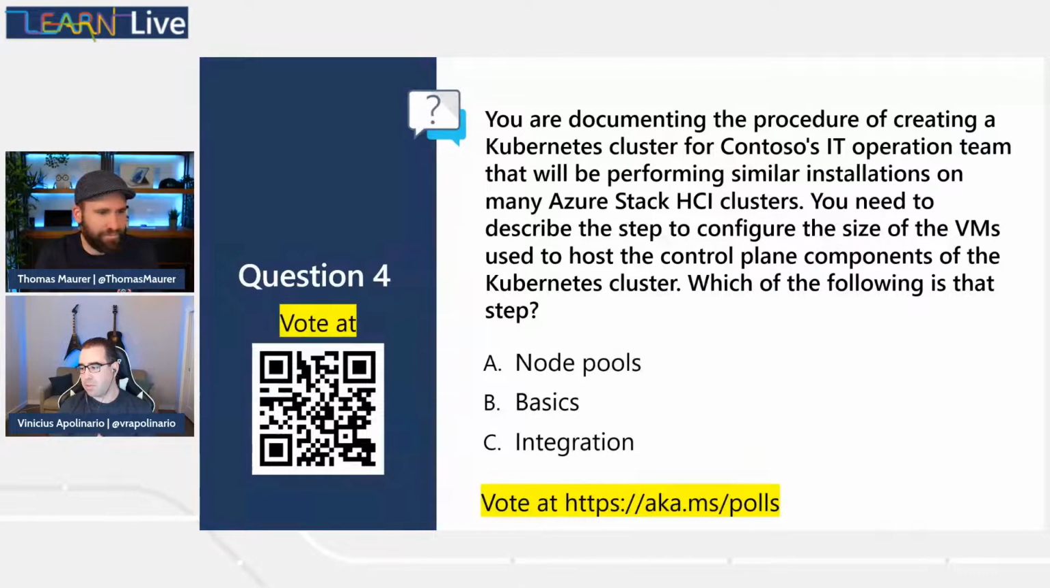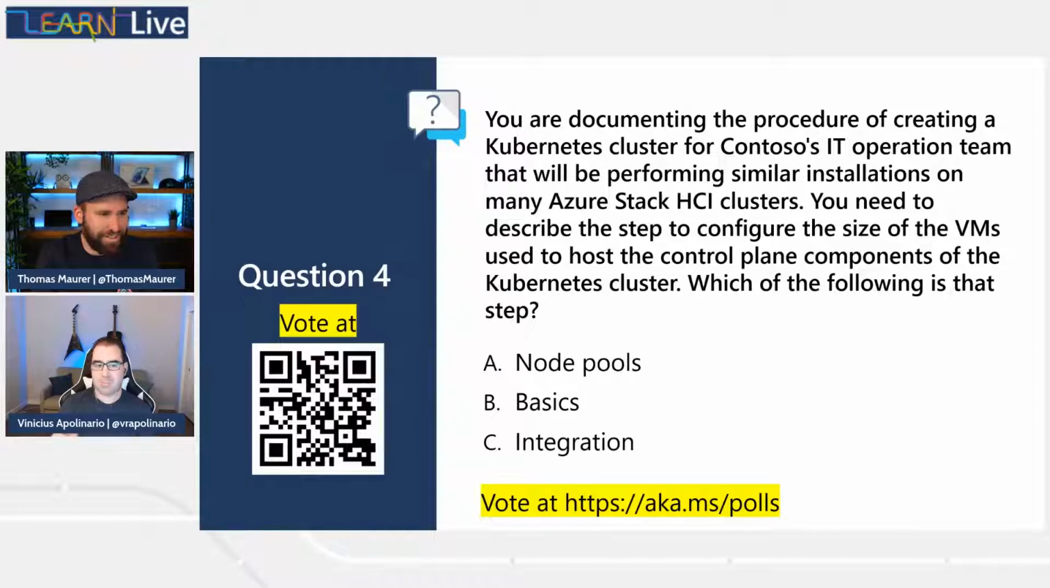So you're documenting the procedure of creating a Kubernetes cluster for Contoso's IT operation team that will perform similar installations of many Azure Stack HCI clusters. You need to describe the step to configure the size of the VMs used to host the control plane components of Kubernetes cluster. Which of the following is that step?